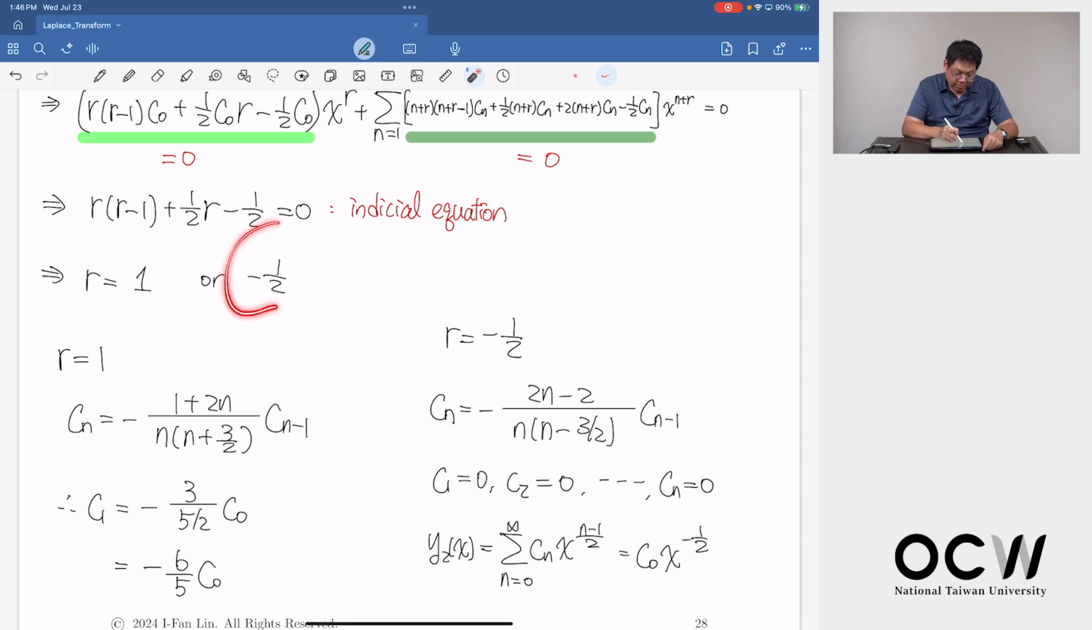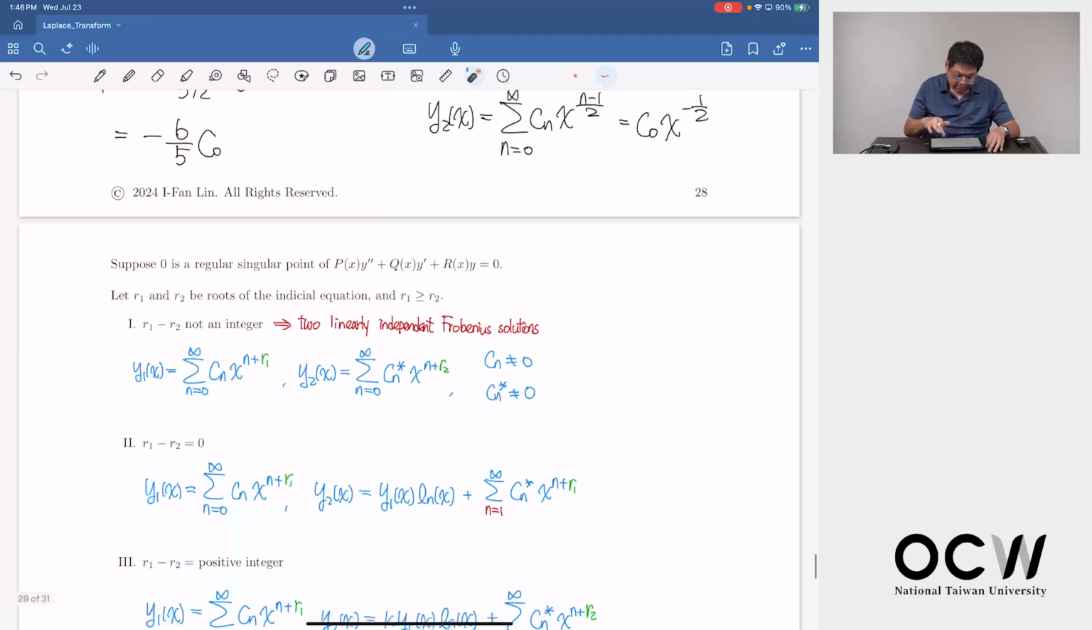When r equals minus 1/2, I have another relationship. Okay, and in this case, C0 equals 0. And when C0 equals 0, then the next one, C2, will be 0, because then everything will be 0. So the second solution is like C0 times x to the minus 1/2. And then you have a linear combination of these two, Y1 and Y2, then you'll get your general solution.